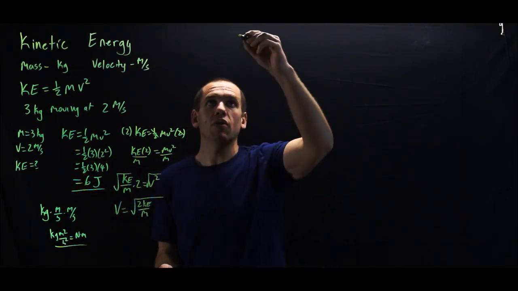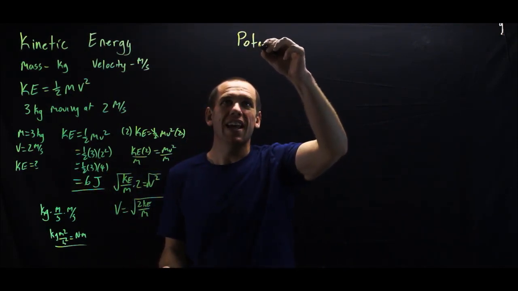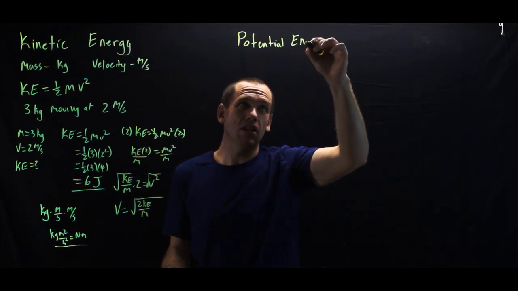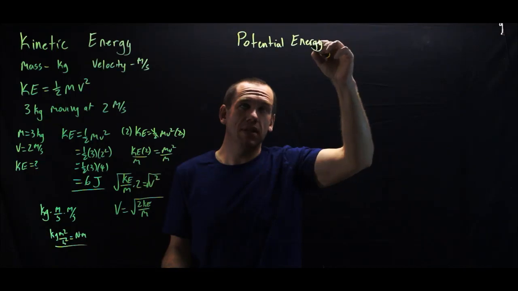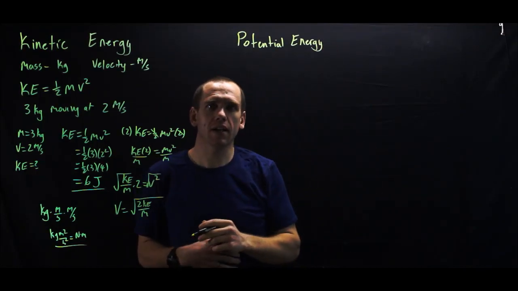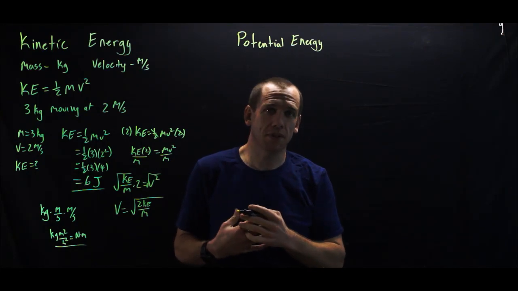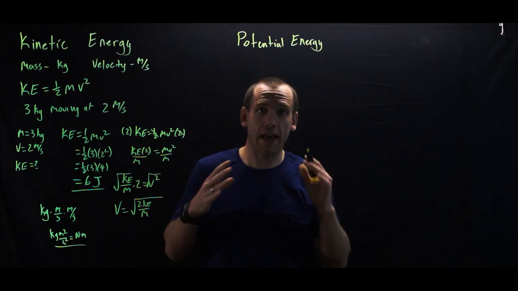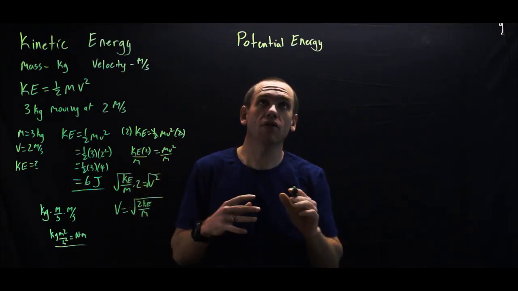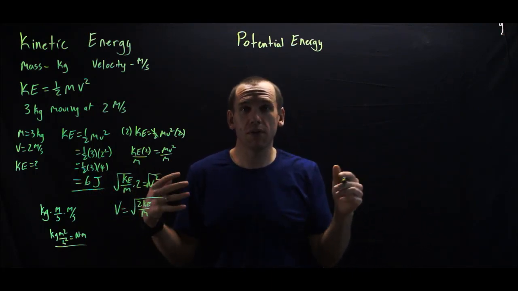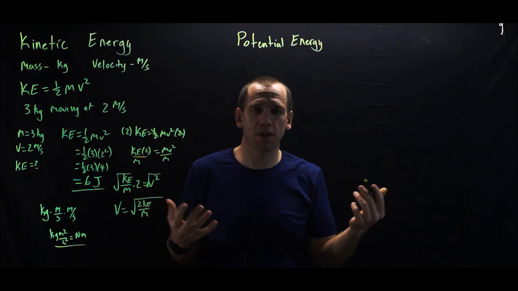Now another one we want to look at is potential energy. Now this one often gets messed up because students think that potential energy must be the opposite of kinetic energy. So if kinetic energy is the energy something has because it's in motion, potential energy must be the energy something has because it's at rest. That is entirely false. Potential energy has absolutely nothing to do with something's state of motion. It could be moving, it could be at rest. It doesn't matter. That doesn't affect its potential energy.